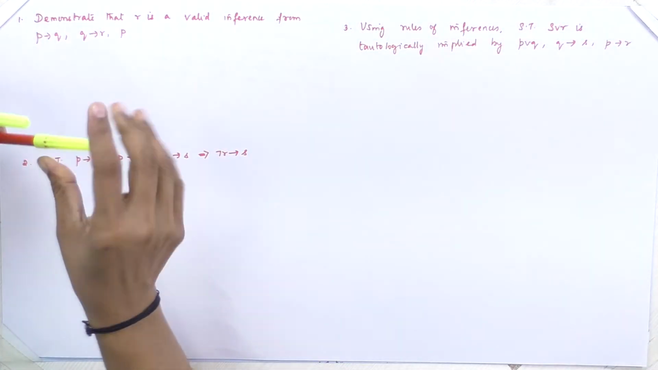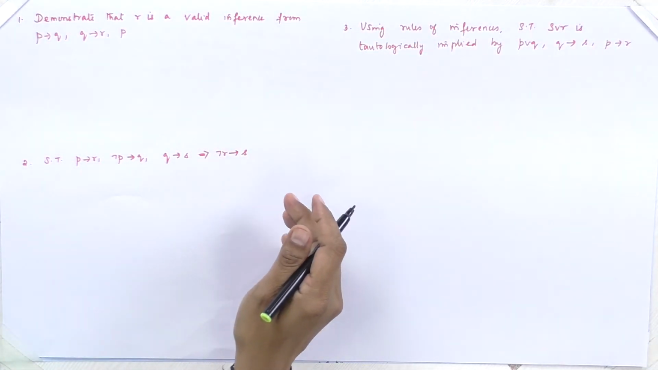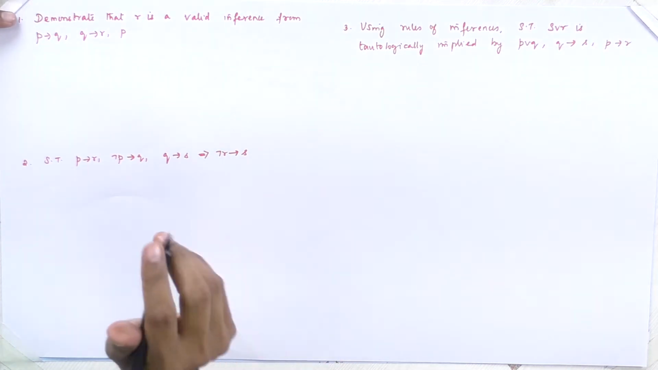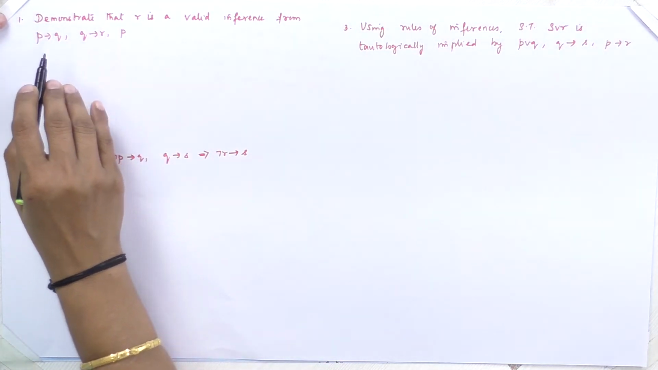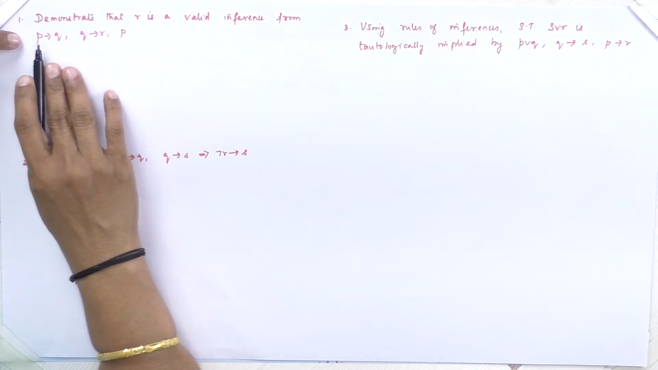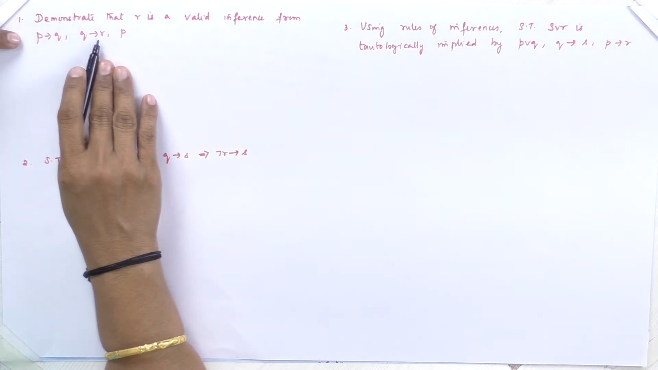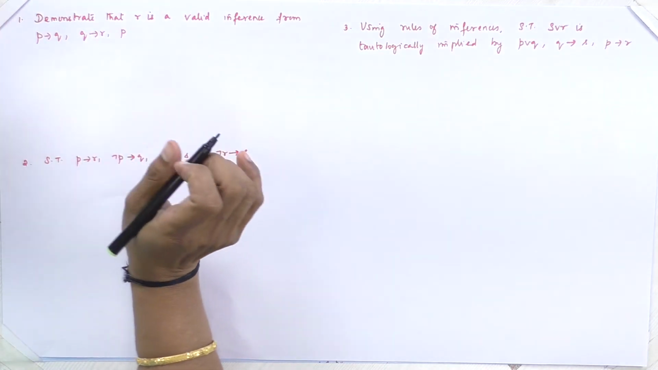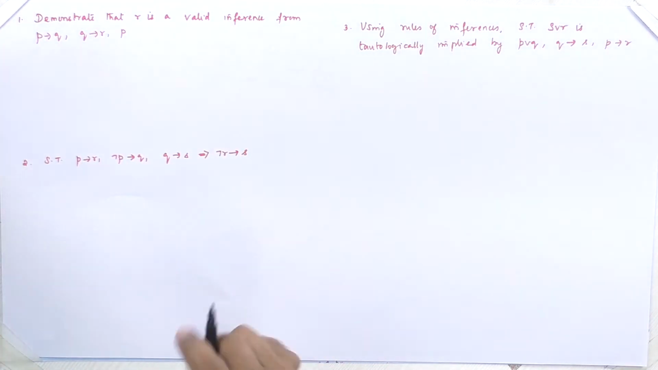So, here let us see examples for direct and indirect proof method. The first one is: demonstrate that R is a valid inference from P conditional Q, Q conditional R and P. Which means either one of the methods I can follow, that is, I can do it by direct or by indirect. First let us do it by direct, where we will get familiarized with it, and then we will move on to indirect. All the procedure will be the same in case of indirect.